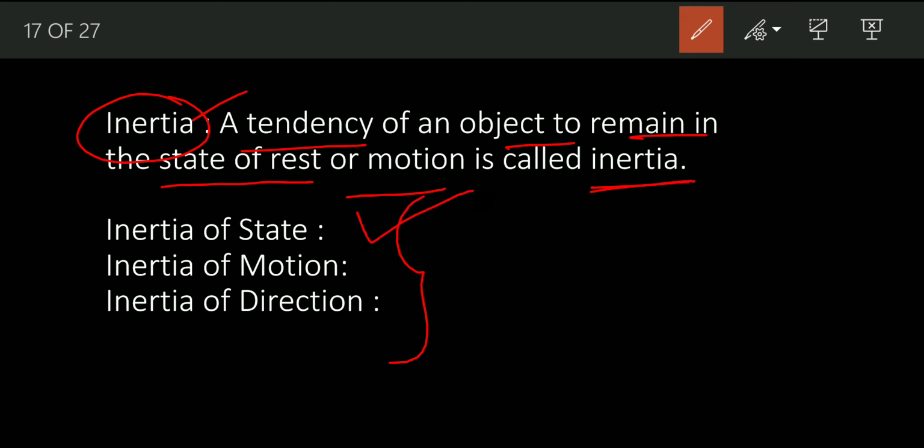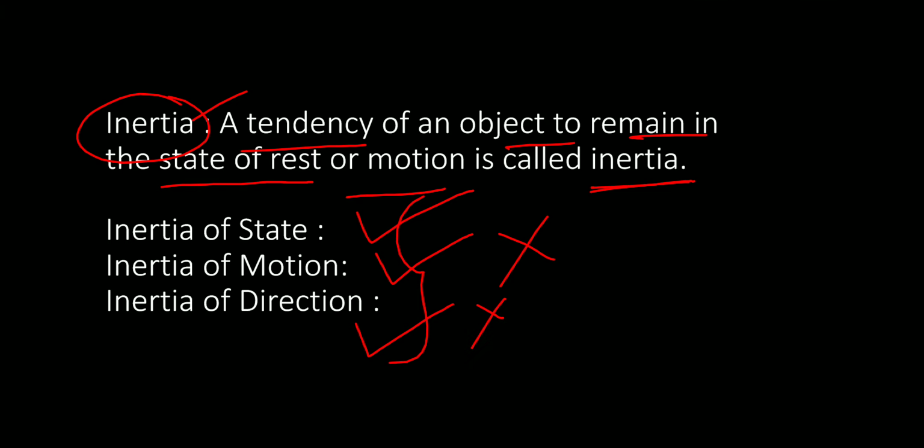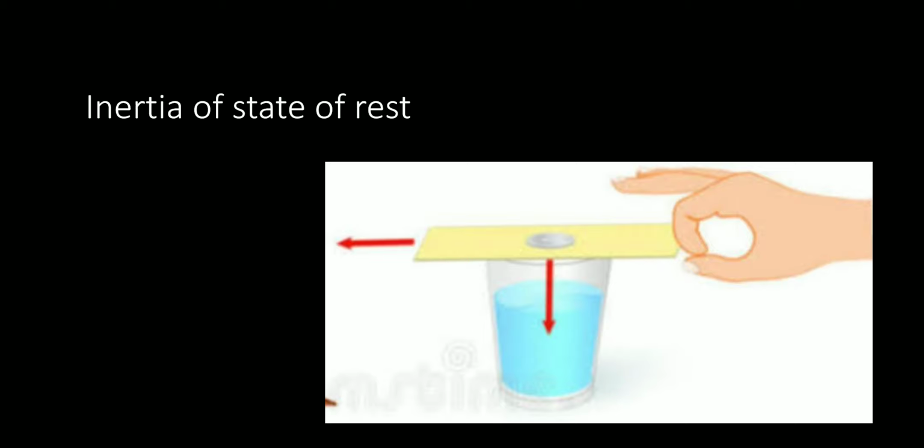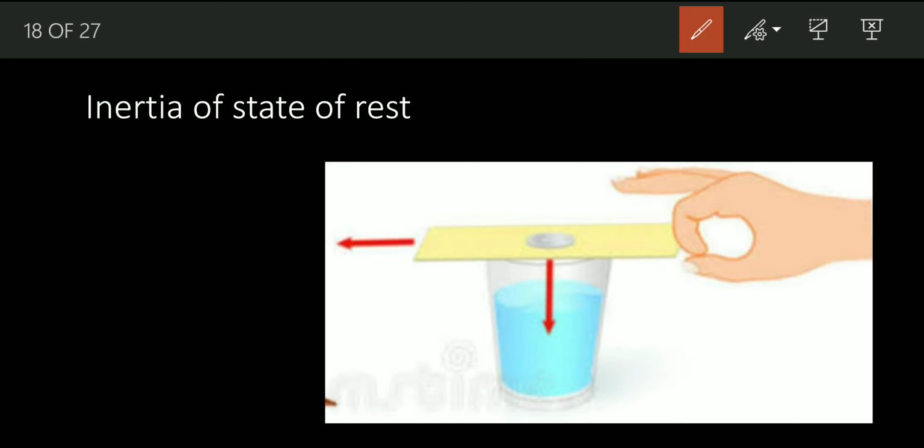Inertia of state, this means the object doesn't want to change its state of rest. Inertia of motion means the object doesn't want to change its state of motion. And inertia of direction means the object doesn't want to change its direction. Now let us see one by one. Inertia of state of rest means the object doesn't want to change its state of rest.